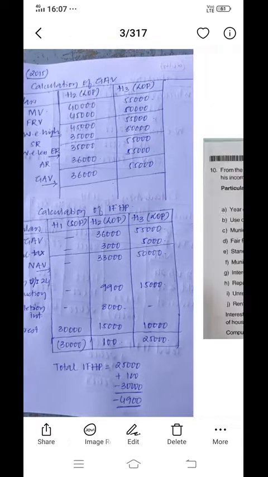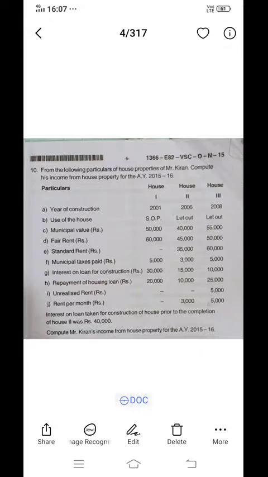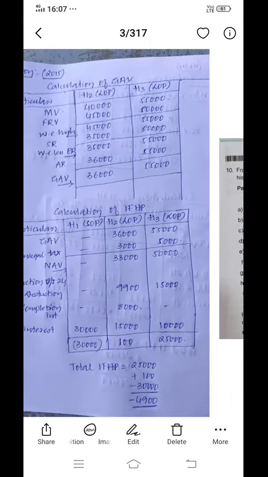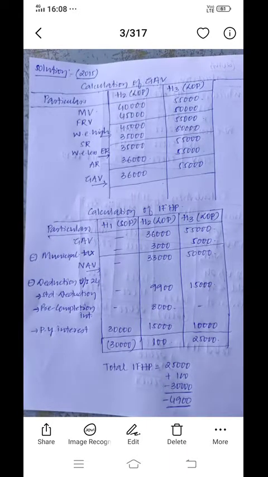Previous year interest for house 1 is 30,000, house 2 is 15,000, house 3 is 10,000. So minus 30,000, minus 15,000, minus 10,000. Remember, again I am repeating, for SOP only the interest is allowed. Only the interest is claimed, everything else is nil. That is the reason SOP will always have a loss.